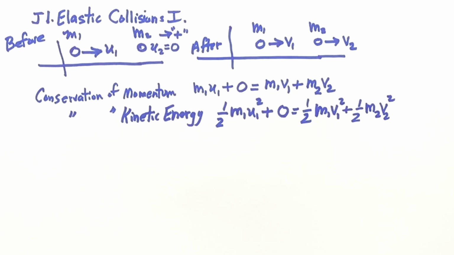And what are we interested in? Well, we're interested in V1 and V2. We want to know what the speeds are afterwards in terms of the before. So you can think of U1, U2, and M1 and M2 is given.